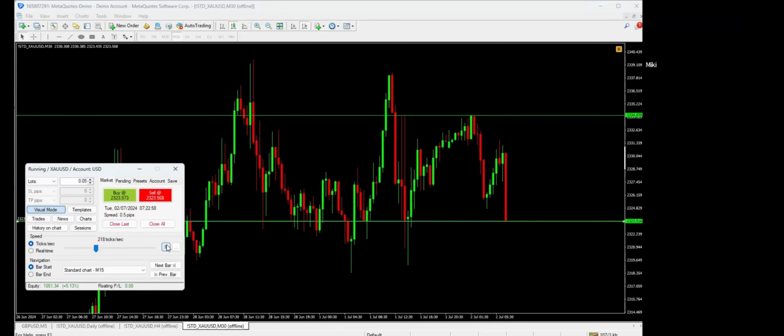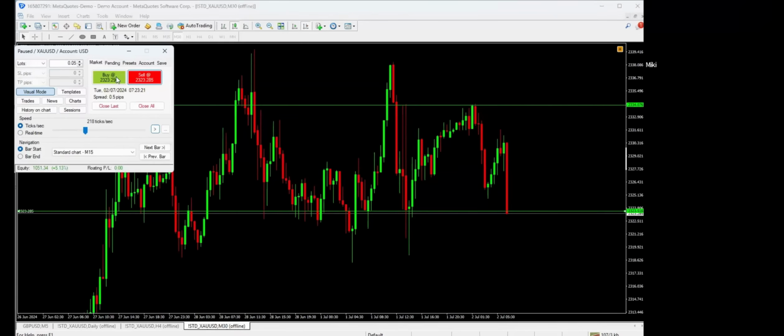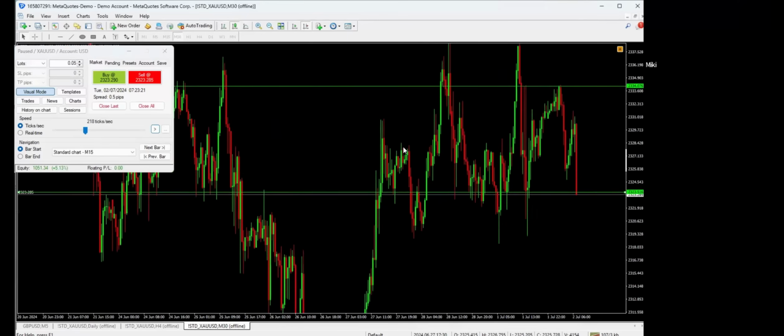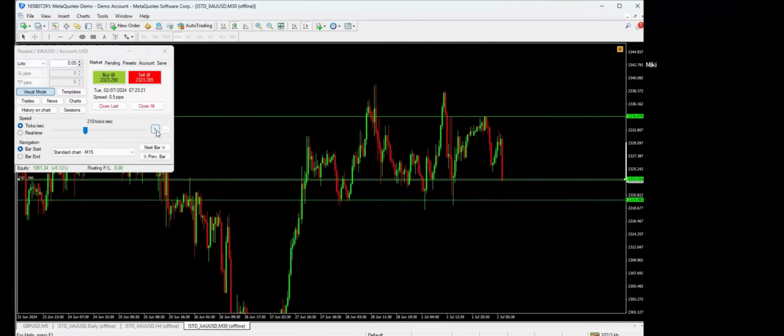Maybe 23.23. Do you know what? I like this level a little bit more. This idea is very tricky. All right, so 30-minute. Maybe wait for a deeper one. Sorry, I can't make up my mind where I want to get in. I might actually have to wait for this candle to close.